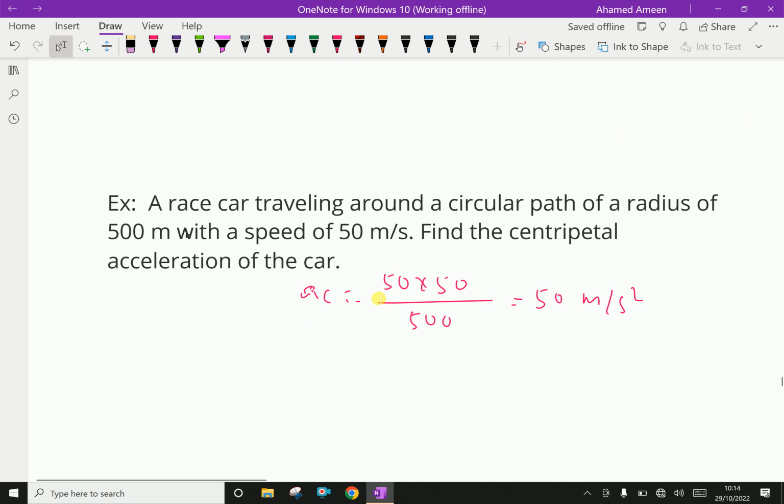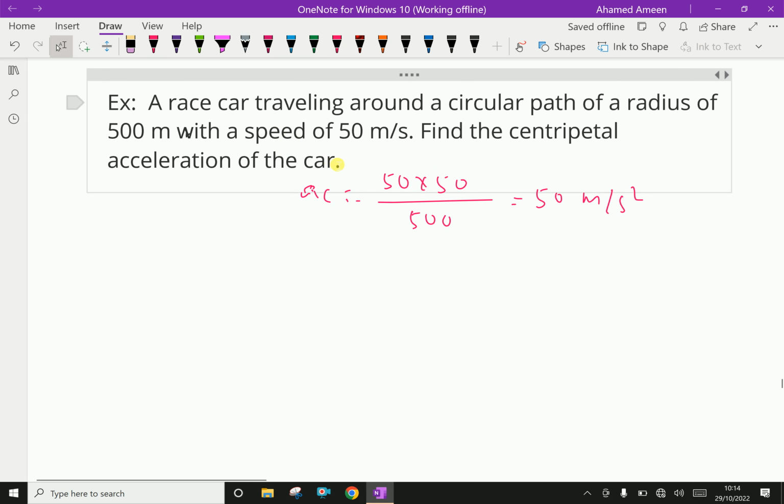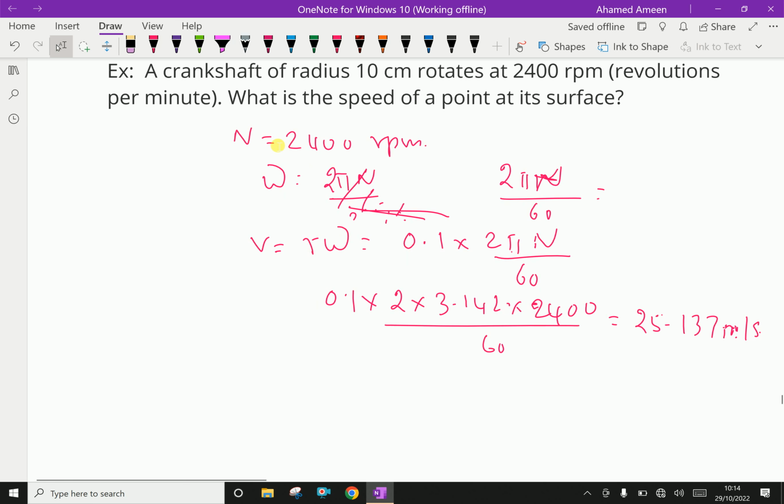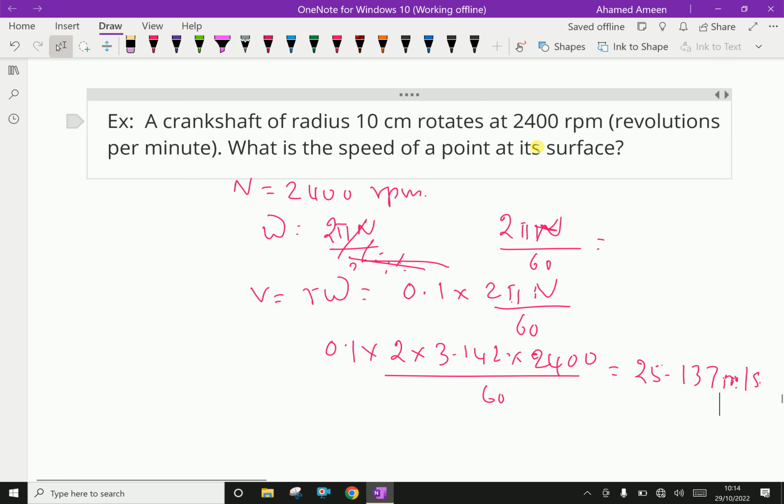Next here, the acceleration of the car is equal to v squared by r. The same a c equal to v squared by r. Next here, the RPM of the crankshaft is given, 2400. Omega equal to 2 pi n by 60. Then v equal to r omega. Linear speed of a point on the surface is v equal to r omega. r is radius 0.1 meter into 2 pi n by 60. If you put the values, we have 25.137.